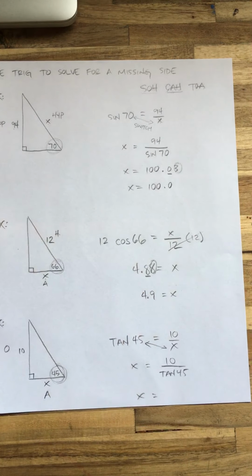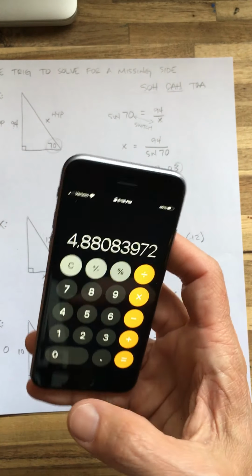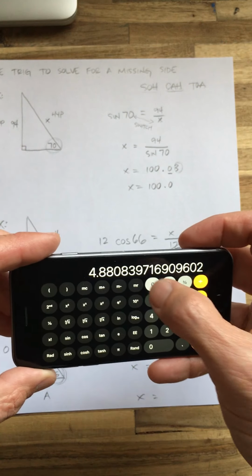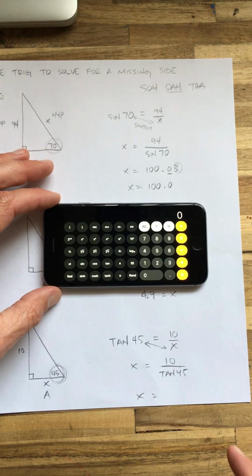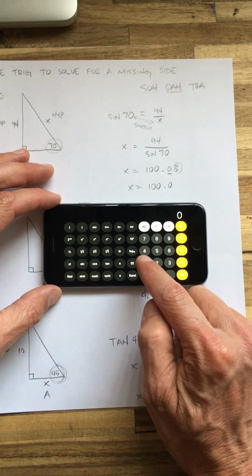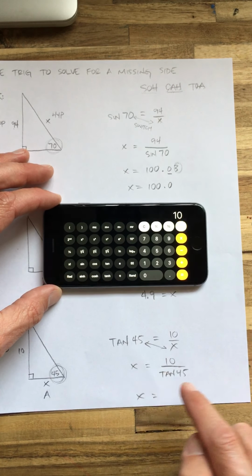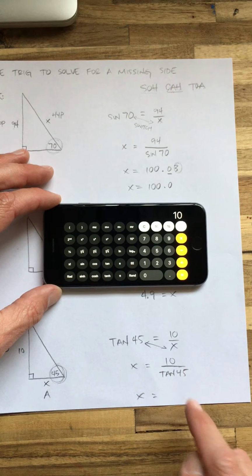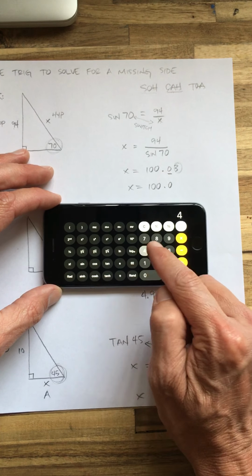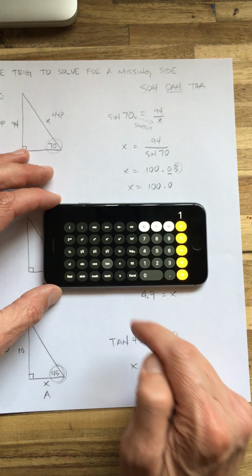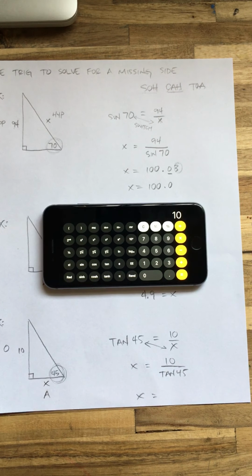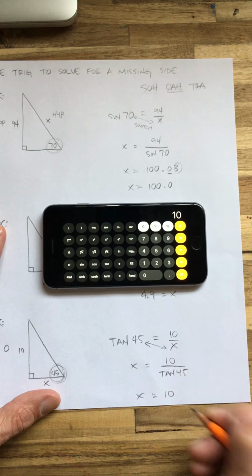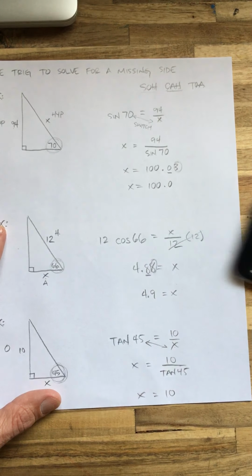All right, so here's my calculator. Let me clear it. We have 10, so push 10, divided by, because that's what that bar means, tangent of 45. So we have to hit 45 and then hit the tangent button. Now hit equals, and look what it is, it's 10. Notice it just says 10.